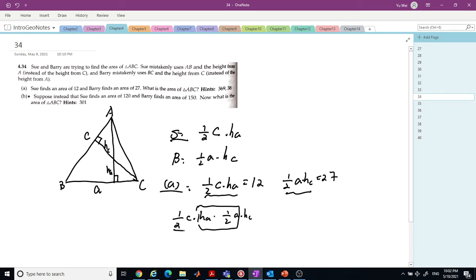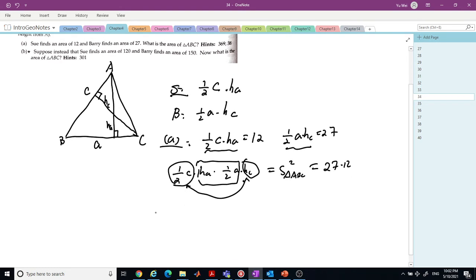This one and this one. So this one is triangle ABC, this is triangle ABC, so we get the area of ABC squared is equal to 27 times 12. Then the area of triangle ABC is equal to 3 times 4 times 3 is 9, times 2 is 18.